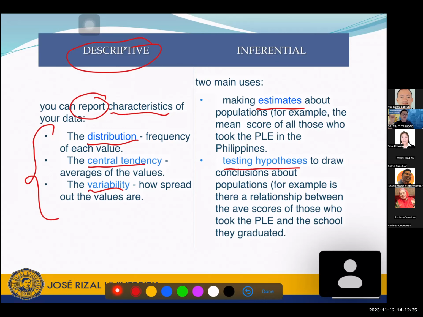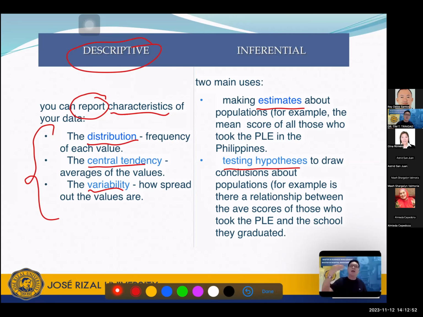Frequency, frequency distribution. Okay. The central tendencies: mean, mode, median. Okay. And variability? Skewness. Yes, yung mga ganon. May skewness, variance, and standard deviation. Anyway, we'll be talking about that in detail naman.